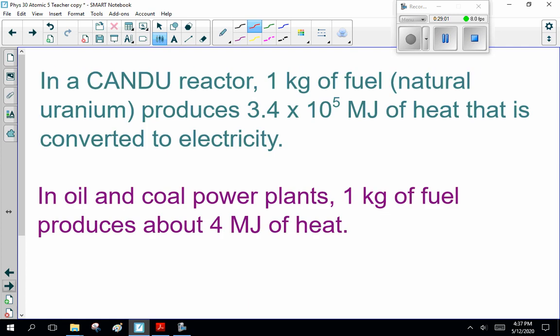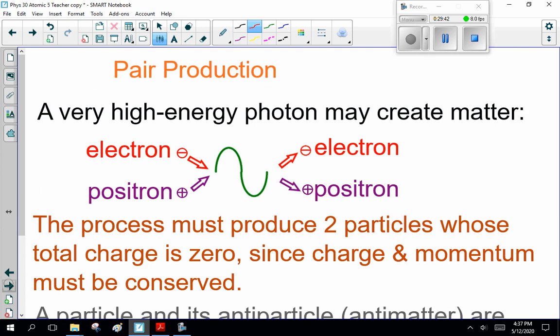Now, in a CANDU reactor, 1 kilogram of fuel, natural uranium, produces 3.4 times 10 to the 5 megajoules of heat that's converted to electricity. In an oil and coal fired power plant, 1 kilogram of fuel produces about 4 megajoules of heat. So notice that in a CANDU reactor, it's 3 times 10 to the 5. That is about 100,000 times more energy per kilogram of fuel. That's one of the reasons we like nuclear reactors. So yes, there's pollution, but there's a lot less.